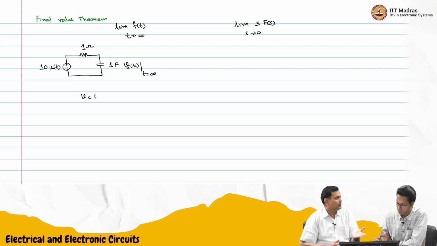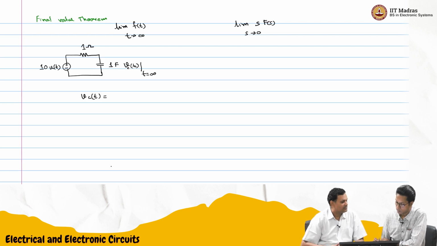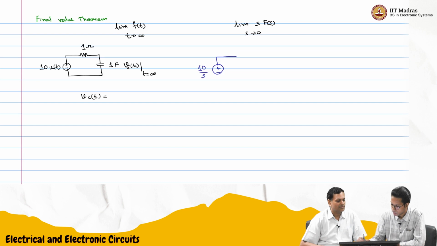Well, because we don't know what it is, let's do it in the Laplace domain directly. Because now we have to write the differential equation and solve it. So we'll do it completely in the Laplace domain. Otherwise, why did we learn all this? So the source is 10 by s. The resistor is just 1 and the capacitor is 1 by SC. In this case, it is just 1 by s, because the capacitance value is 1.